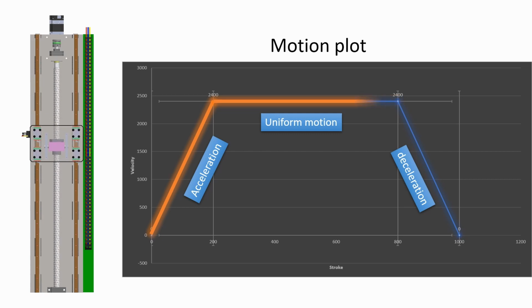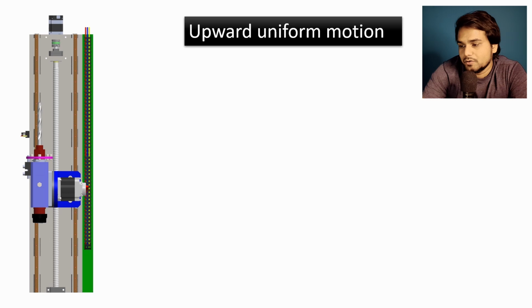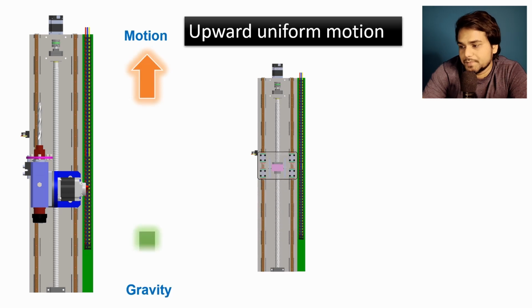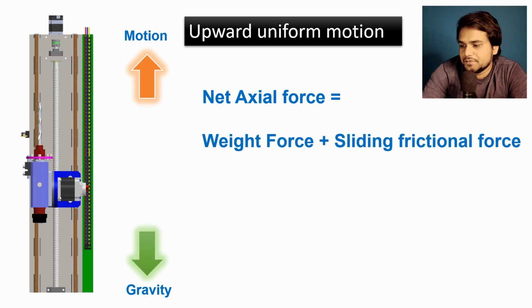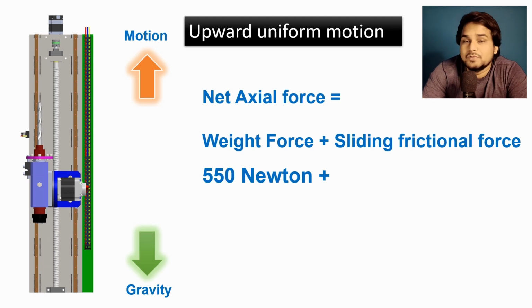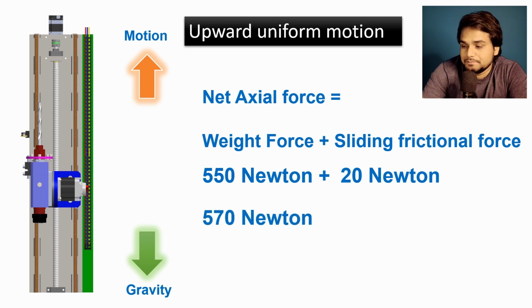Also, motion can be down to up and up to down. So let's first calculate the load during upward uniform motion against gravity. So force will become weight force, which is 550 Newton, plus sliding friction force of the ball screw itself and the guide. And because the application is vertical, sliding force will not be much. You can calculate it, but here I am considering it 20 Newton. So the net axial force during the uniform motion is equal to 570 Newton.